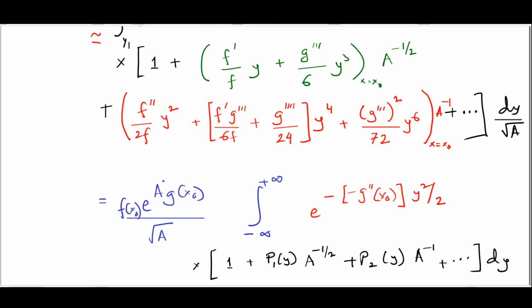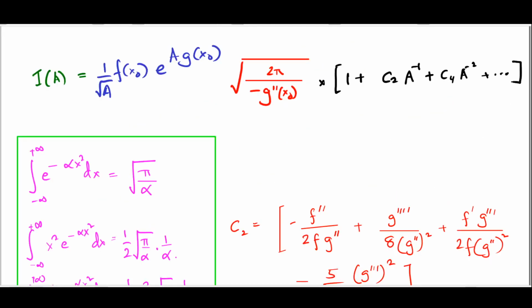So what we have is an integral from minus infinity to plus infinity of e to the power minus mod of g double prime x0 times y squared by 2, a perfectly nice Gaussian integrand, plus correction terms which are in negative powers of square root of a, and each of the terms in these integrands, no matter how complicated they look, are essentially polynomials. So what we have in these integrals ultimately are very simple things. There are some polynomials multiplied by a Gaussian factor, and you can calculate the integral using elementary methods that we have already learned for evaluating Gaussian integrals.